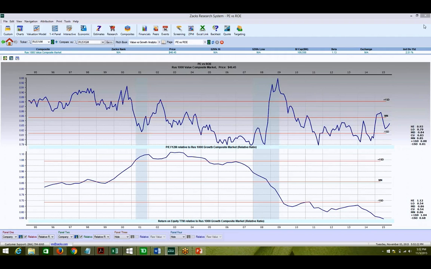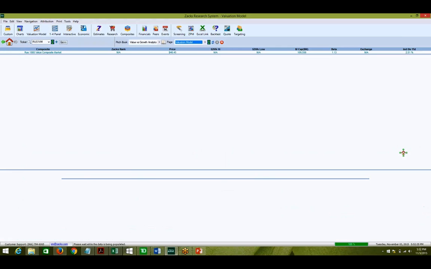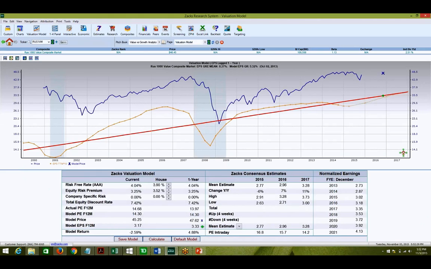Now, price multiples are one way to look at the relative appeal of stocks. But what does the discounted cash flows approach tell us? Zacks is the only equity analytic platform that allows users to use composites, such as the Russell 1000 value that we're using here right now, or even your own portfolios, in our visual multi-factor interactive valuation model. You can access this model simply by clicking on the Valuation Model tab on the upper left-hand corner of Zacks.